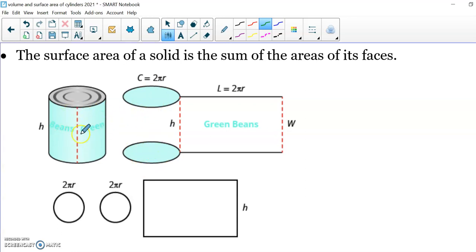Then the body of the can, it'd be like peeling the label, and they're showing us green beans. If you peel the label off of your green bean can, you have a rectangle. We know that the area of a rectangle is base times height, or length times width, if you want to call it that. This label should fit perfectly around our top circle, and around the circle means circumference. The circumference of a circle is 2 times the radius times pi. So that circumference is now going to be the base or the length of our rectangle.